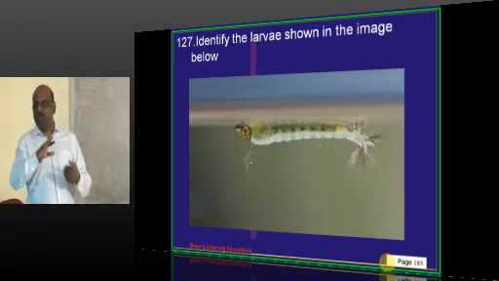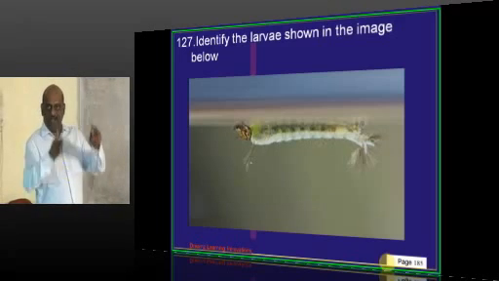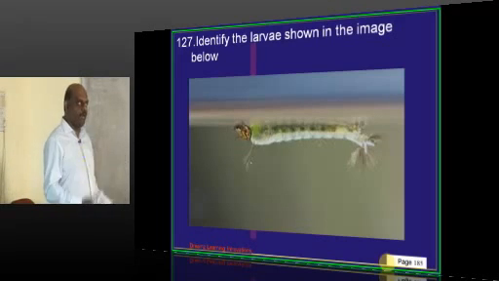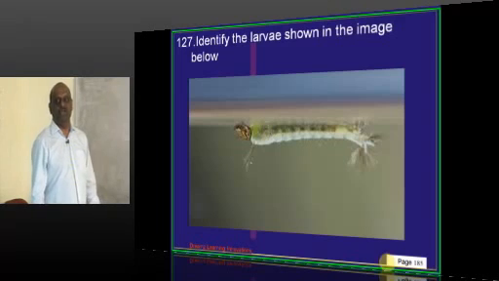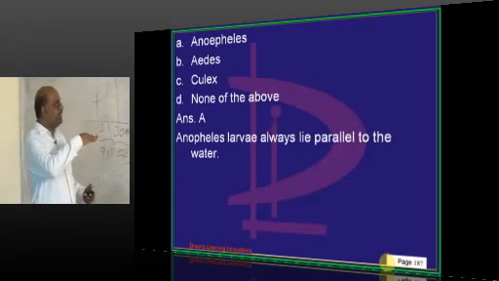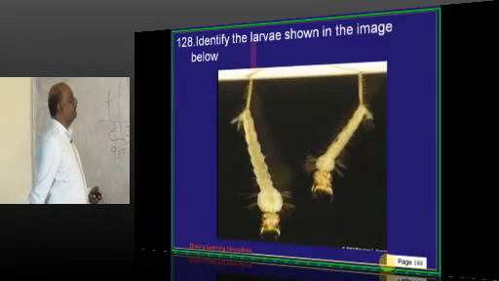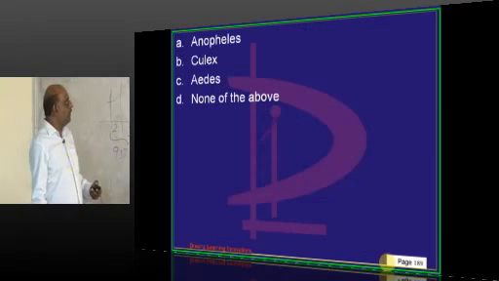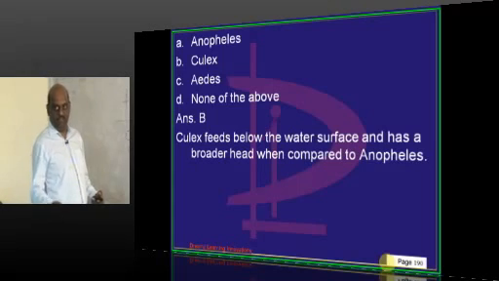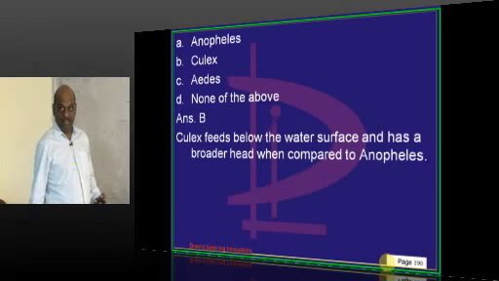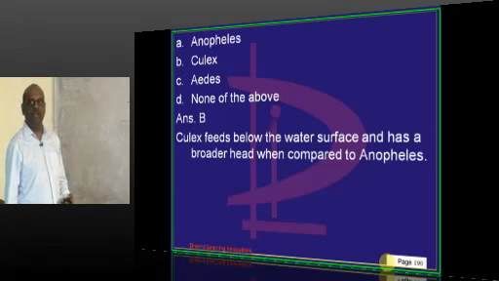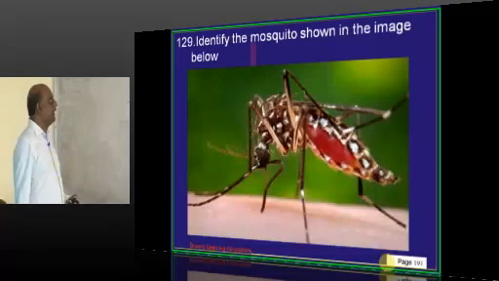In the Park textbook you have 3 images of the characteristics differentiating them. Whether you like it or not, you cry that do I need to remember this also to get into MD, but you have to remember, there is no way. So Anopheles larvae lie parallel to the water. And typically, Culex feeds below the water surface, and it has a broader head compared with the Anopheles. There is a list of differences actually.